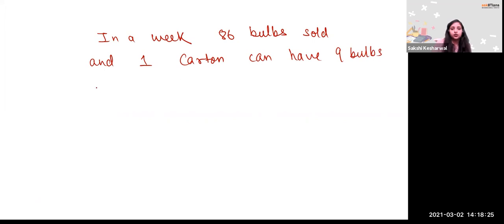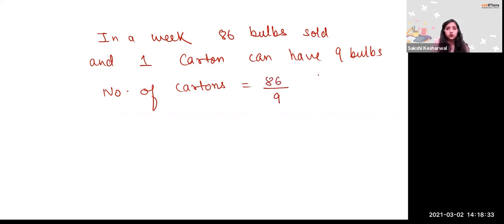So what will you do? The number of cartons will be how much, beta? It will be 86 divided by 9. You will get this answer in fractional form. It will be 9 whole 5 by 9, right or not? This value is 9 plus 5 by 9.